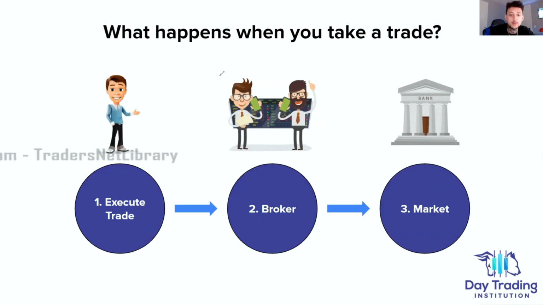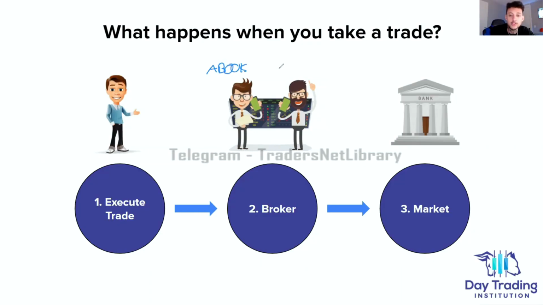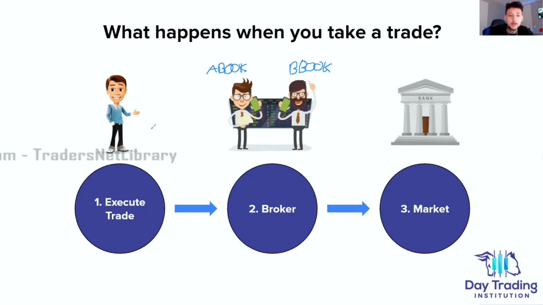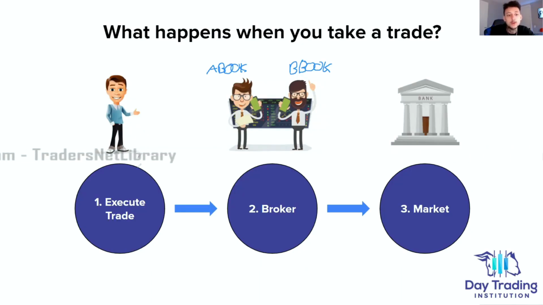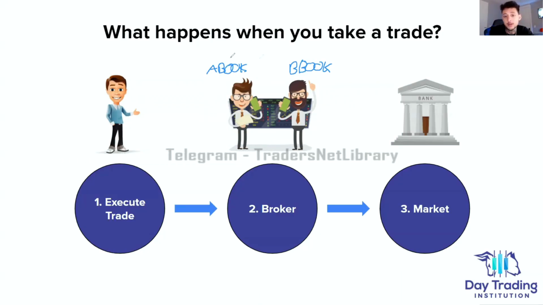Let's just say this broker is an A book broker, and this broker is a B book broker, right? The difference between A book and B book is this: typically, most unregulated brokerages do both. It's not necessarily a bad thing, but you need to know this information, right? This example is going to be for the A book broker.